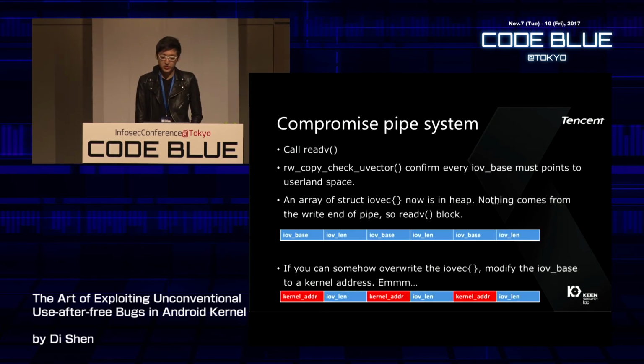So this is my approach to compromising the pipe system with this vulnerability. First, we simply call readv, and in this syscall, it will call another function, rw_copy_check_uvector, to confirm that every iov_base must point to user land space. After that, an array of structure iovec is in the heap. And if nothing comes from the write end of the pipe, the readv will be blocked in the kernel, and you successfully spray the heap in this way.